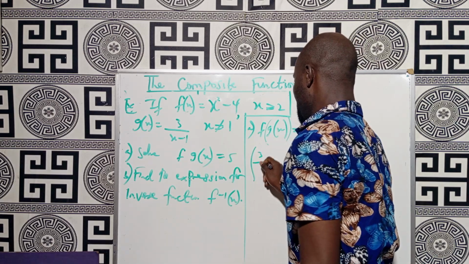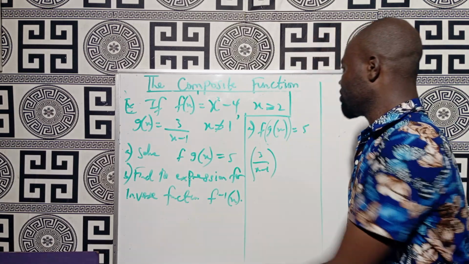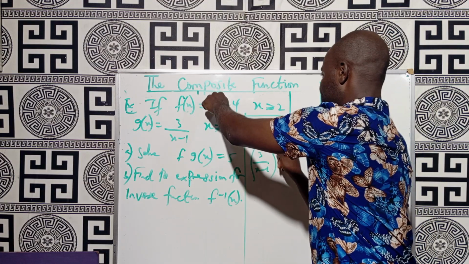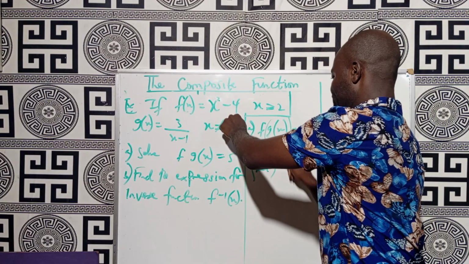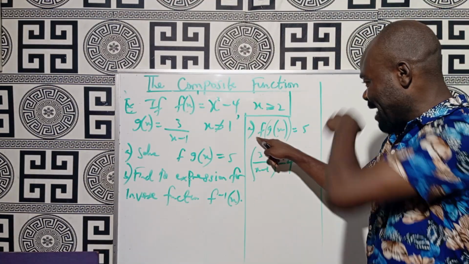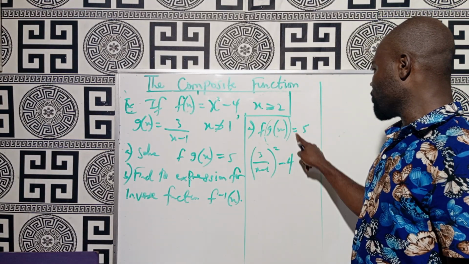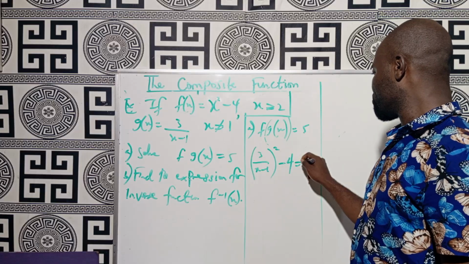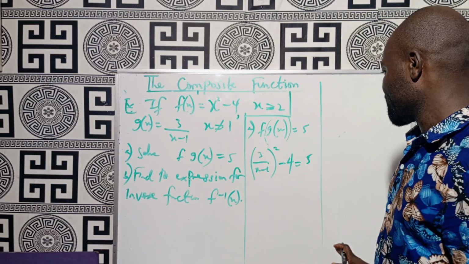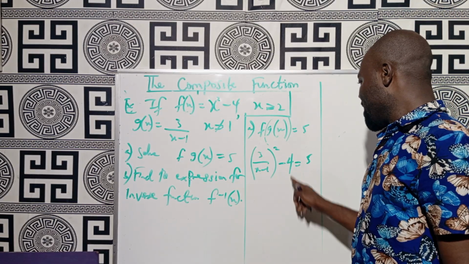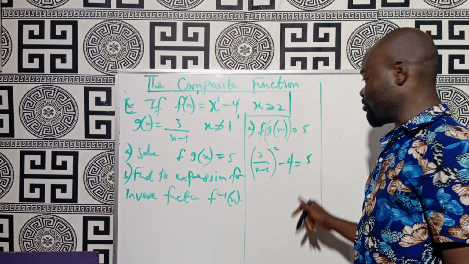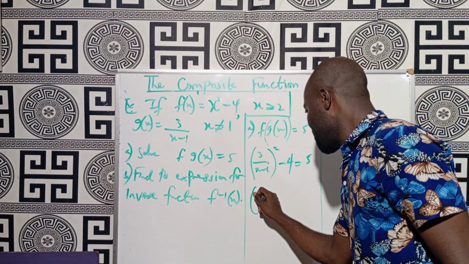So that's 3 all over x minus 1, squared, minus 4. You can see, that's what this expression means. You get me now? So finish it, equals 5. Don't waste your time. If minus 4 comes here, it turns to plus 4. So I have the whole expression here.